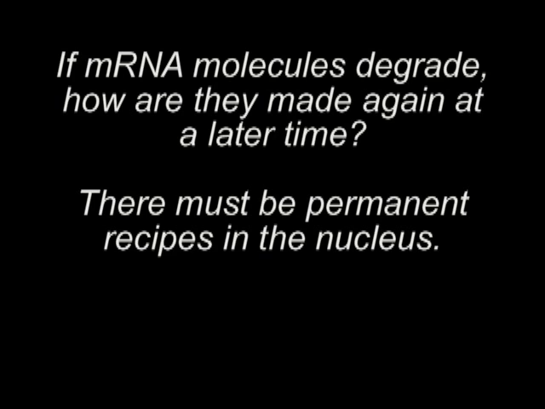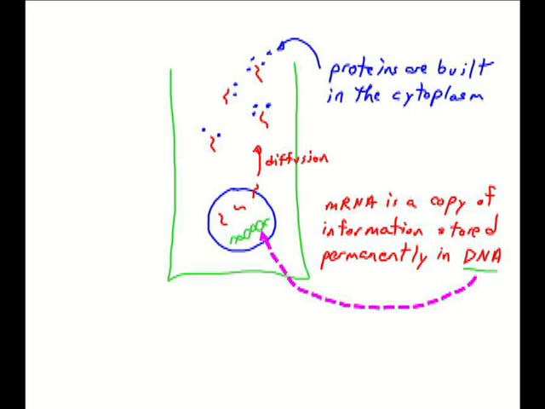If messenger RNA molecules degrade over time, how are they made again at a later time? There must be permanent recipes in the nucleus. We will see that inside the nucleus are molecules of DNA. It is DNA that stores permanently the recipes for building proteins.